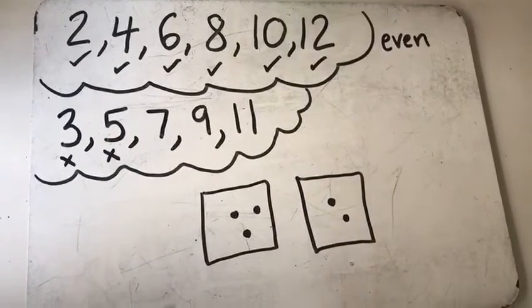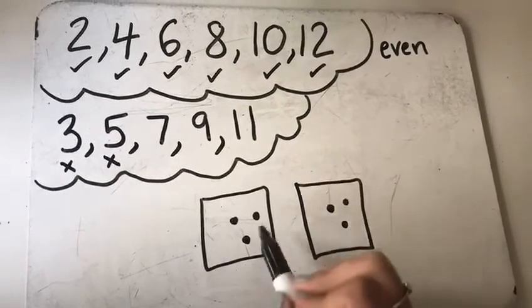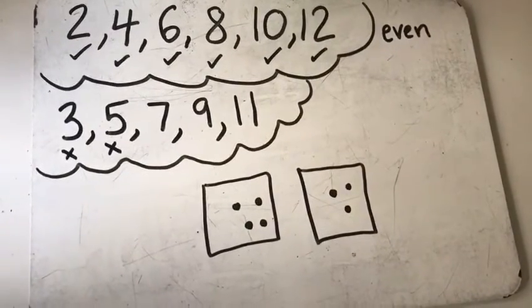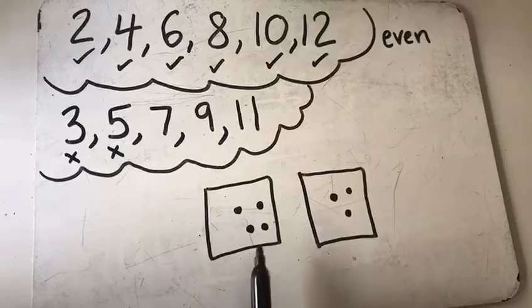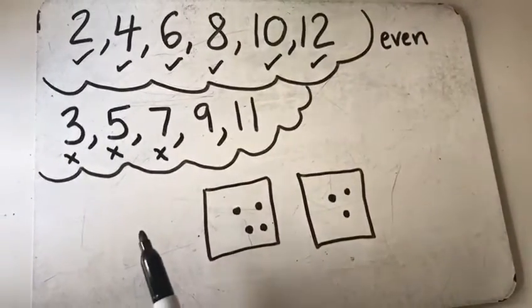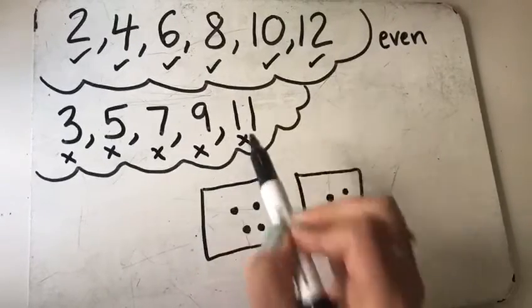What about 7? 5, 6, 7. I'm starting to see a pattern. Every time I add another 2 numbers, I've got the same problem where I've got more in this box than I do in this box. So 7, again, cannot be halved. And it's the same for 9 and the same for 11.